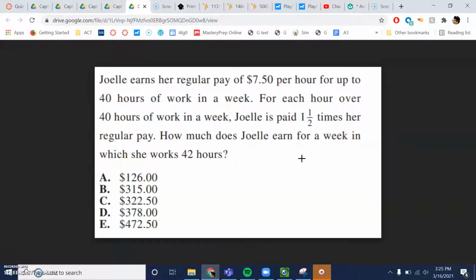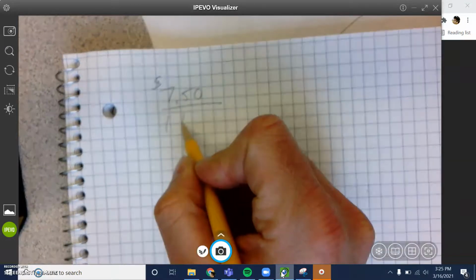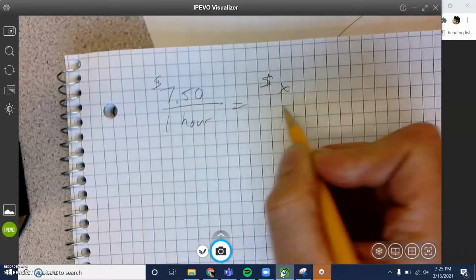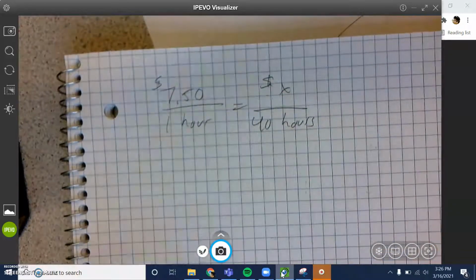All right, let's see. So, Joelle earns a regular pay of $7.50 per hour for up to 40 hours. So, every hour over 40 hours, she's paid 1.5 times her regular pay. How much does she earn for 42 hours? Let's see. So she earns $7.50 per 1 hour. So how much money does she make in 40 hours? Because that's her regular pay.